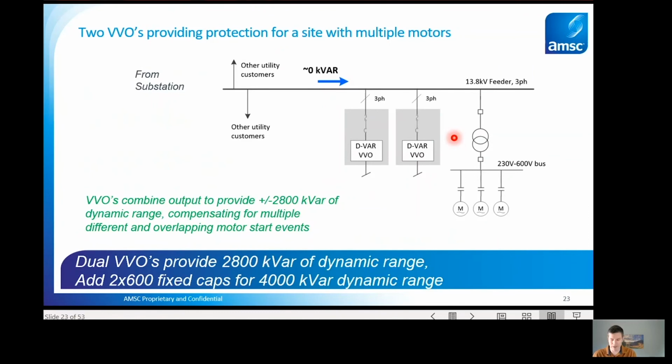You don't have to add power electronics. You're just adding the cost of a fixed cap bank. Very cost-effective. That cap bank is also relatively small. So when it comes to the harmonic sensitivities that we previously discussed, typically a 600 kVAR cap bank or 2 of them is going to be a low enough amount of capacitance that we're not going to run into those problems. So very cost-effective way to scale up the technology and meet those larger motor requirements.